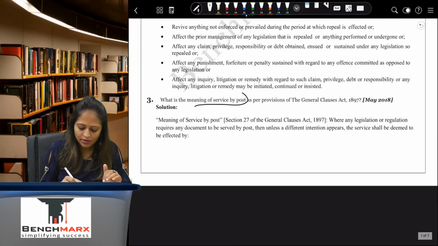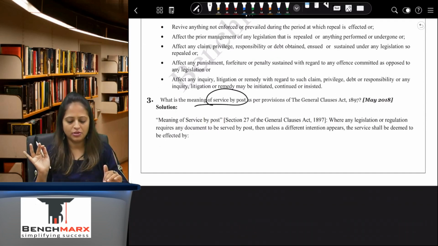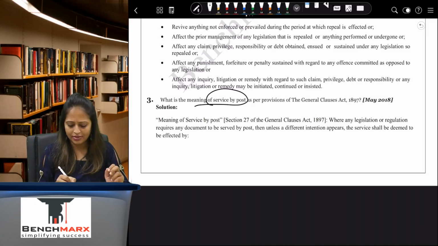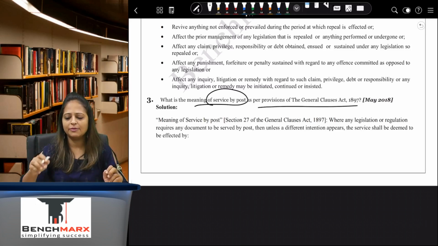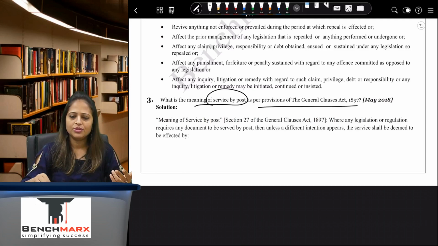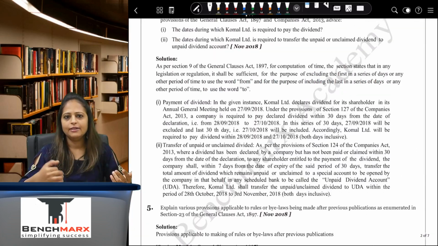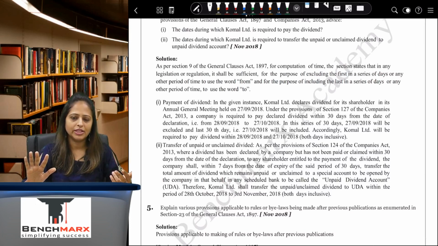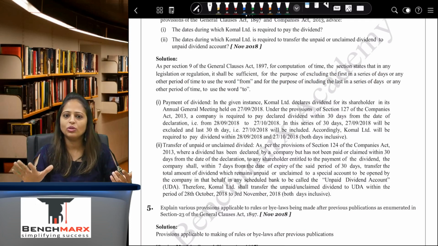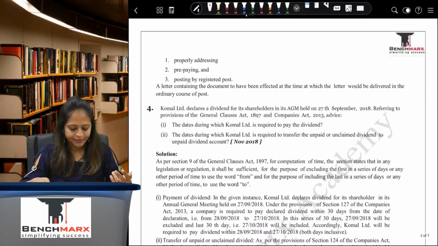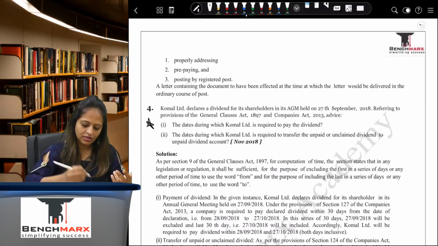What is the meaning of service by post? Again, a favorite question of the institute and very simple to answer as per the provision. Service by post is normally service by ordinary post or speed post, properly stamped with the time and all of that. And if someone says they want it by registered post acknowledgement due, then you'll have to send it by registered post acknowledgement due. You cannot send it only by registered post. Yes, this is a favorite question.